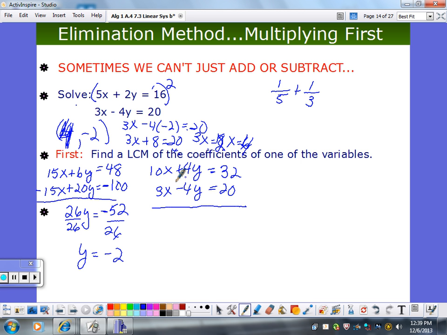Now let's try this one. 13x. That goes away. 52. So what's x? 4? I'm dividing by 13? Oh, sure. Isn't it? I don't know. Am I wrong? I could be. No, you're right. I'm right.